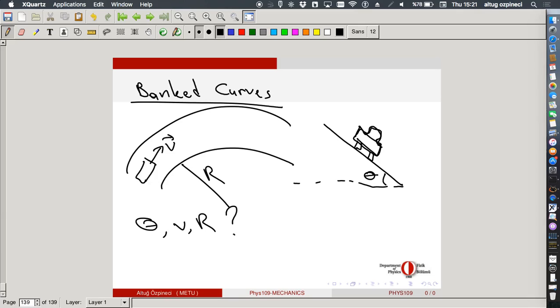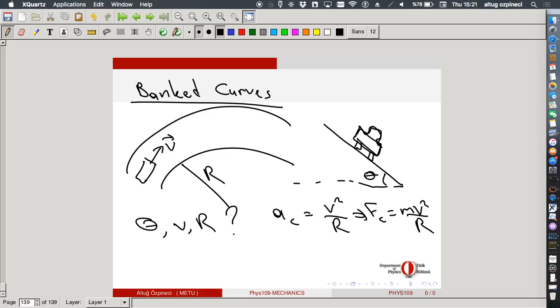Now you see, in this curve, the car is doing some circular motion. And we know that if the car is to do some circular motion, then there has to be some central acceleration, and the central acceleration is v squared over r. So there is a central force, which should be mv squared over r.